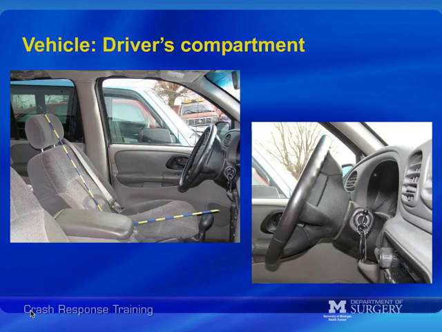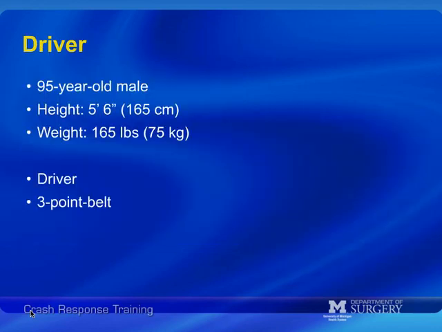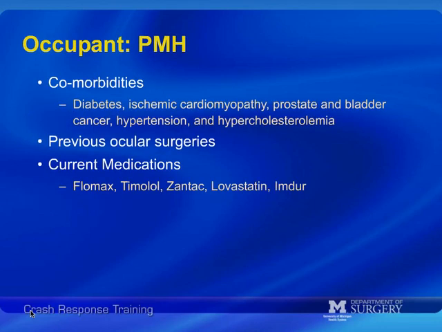The driver was using the three-point belt, but the impact was not of significant magnitude to deploy the frontal impact airbags. He was a 95-year-old male, 5 feet 6 inches tall, 165 pounds. Again, he was wearing the three-point belt only. He had a complicated past medical history with comorbidities including diabetes, ischemic cardiomyopathy, prostate and bladder cancers, hypertension, and hypercholesterolemia. He also had some previous ocular surgeries. Current medications he's taking include Flomax, Timolol, Zantac, Lovastatin, and Imdur.